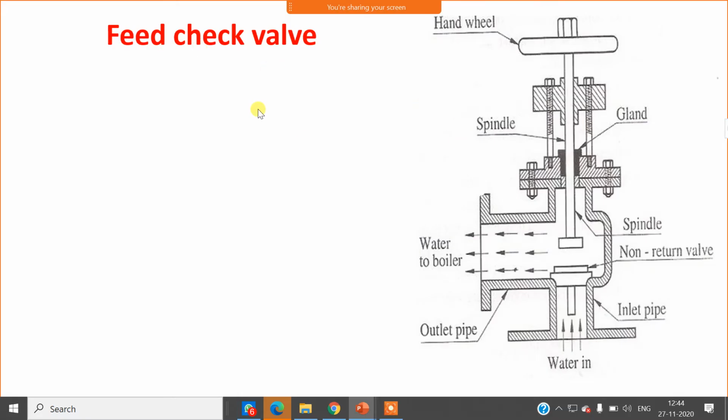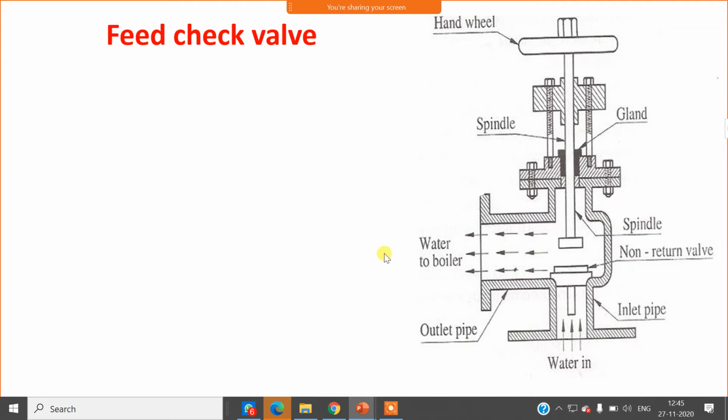Next, feed check valve. The feed check valve is also the same as the steam stop valve, but different in function. The function of the steam stop valve is to supply steam to the turbine. The function of the feed check valve is to take water from the hot well and supply high pressure water to the boiler. Now the steam stop valve handles steam and the feed check valve handles water.